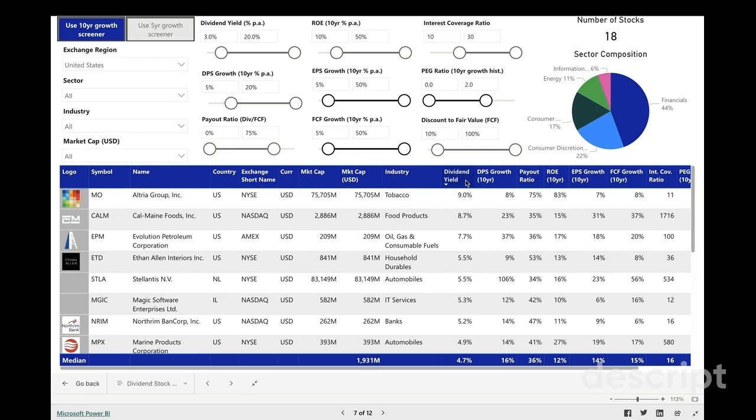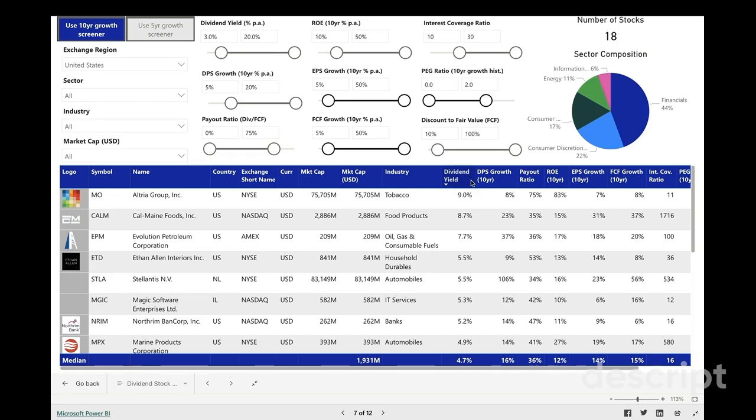Remember, the screener is just the first step in the dividend stock selection process. Once you've identified potential high-quality dividend stocks, it's essential to conduct thorough due diligence. Use our stock metrics page to access in-depth financial data and evaluate the sustainability of the company's dividend payments.